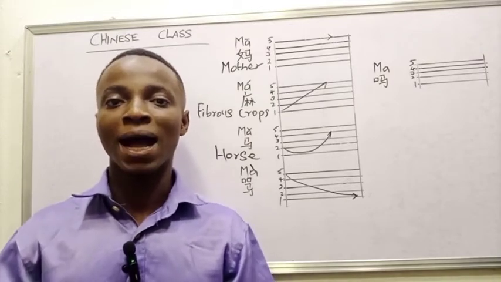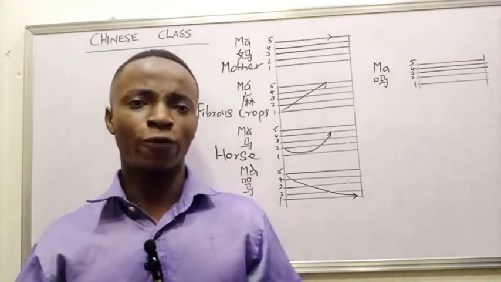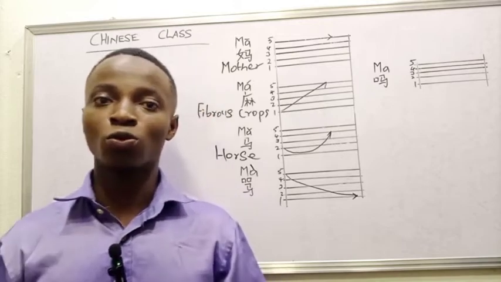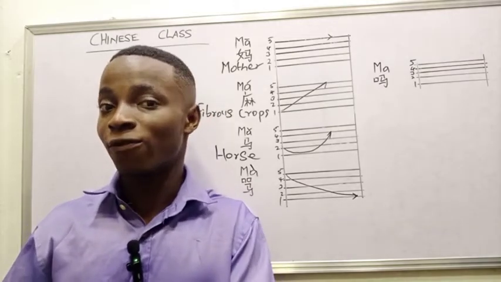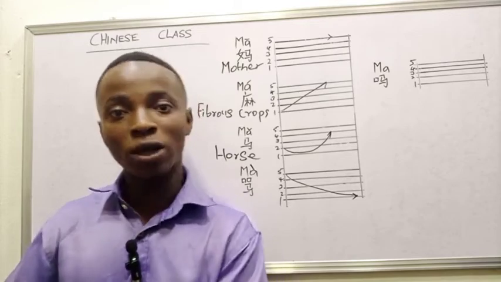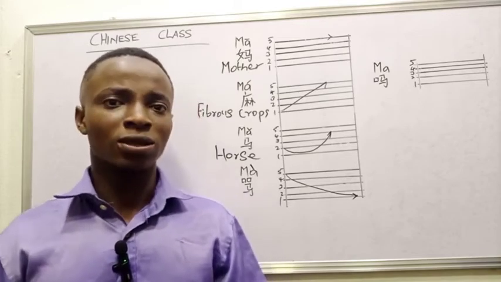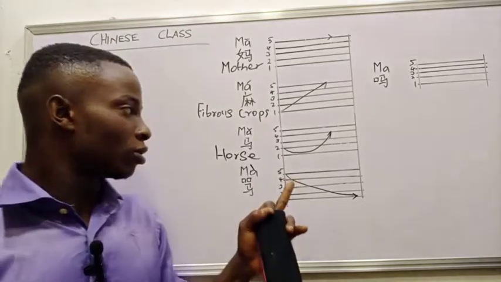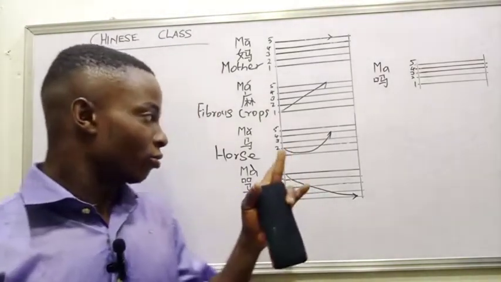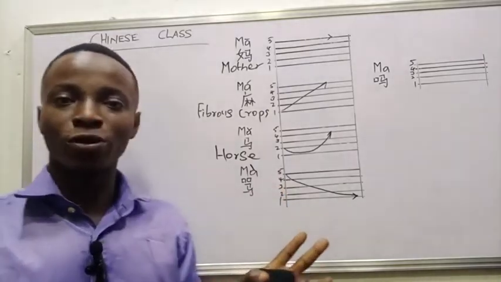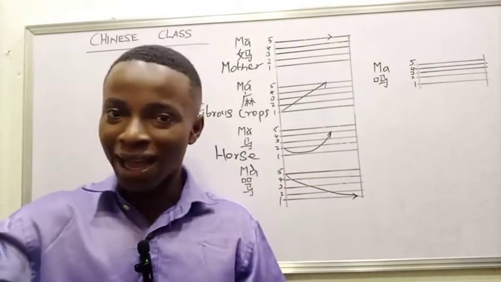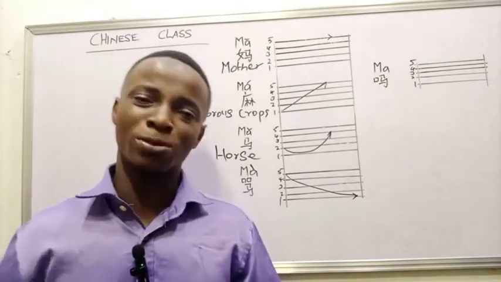Ma. So now the fourth one we are going to study today is known as the falling tone, which is also known as the fourth tone. And what does that mean? Falling tone. You can observe from the arrow that it starts from the higher pitch down to the lowest pitch.